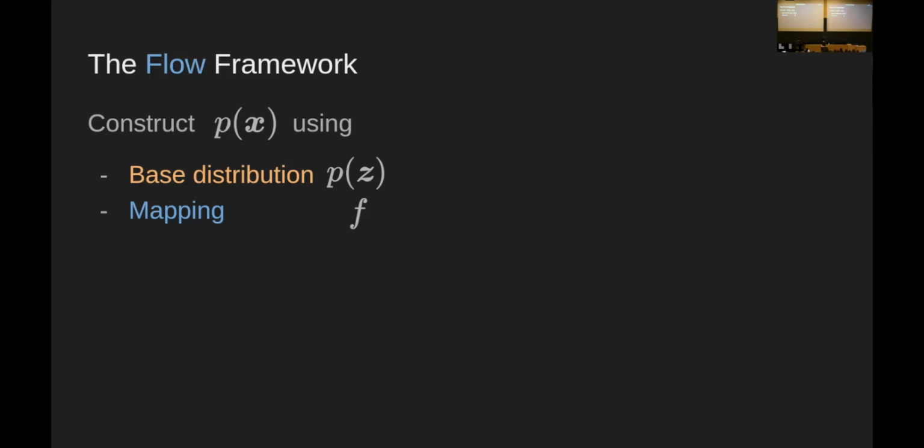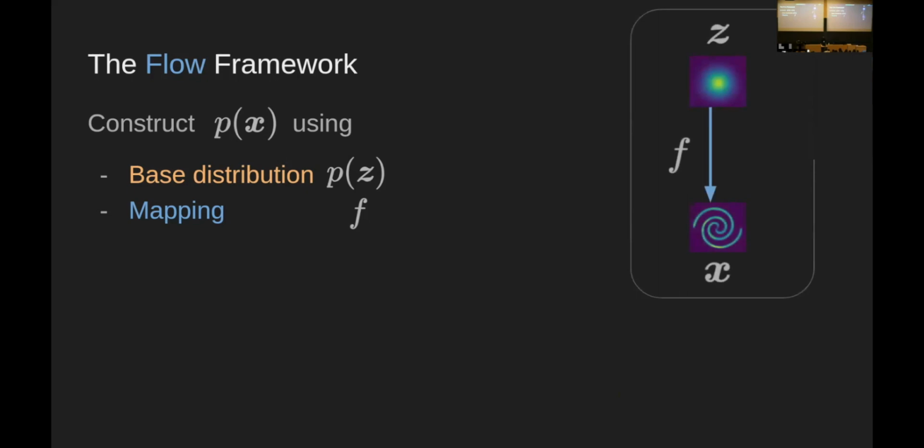Yeah, so when you want to construct a density p(x) using a flow, you use two main components. The first is a base distribution, p(z), and then you use a mapping f. It looks like this. You have the base distribution up here. This is typically a simple distribution, like a Gaussian. And then you have a mapping that is typically a neural network that morphs this simple distribution into a more complicated distribution.